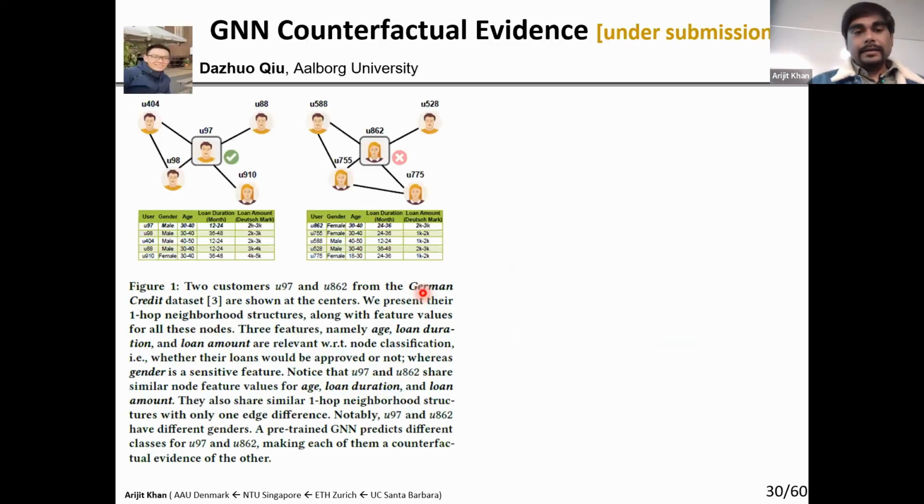Okay, and then I will introduce the last piece of work before I try to conclude. The last piece of work is where we look into the counterfactual evidence aspect of explainability. And what do we mean by counterfactual evidence?